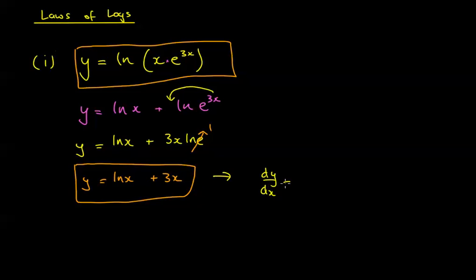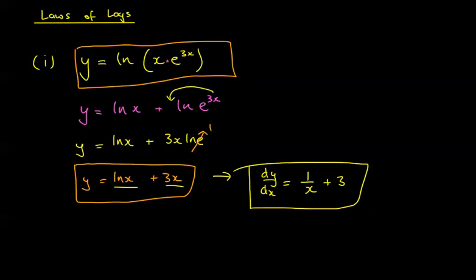So dy by dx, well, what's the differential of that? It's 1 over x plus, what's the differential of that? 3. There you go, 1 over x plus 3. Okay, let's do some further examples like this. Let's do something a bit harder.